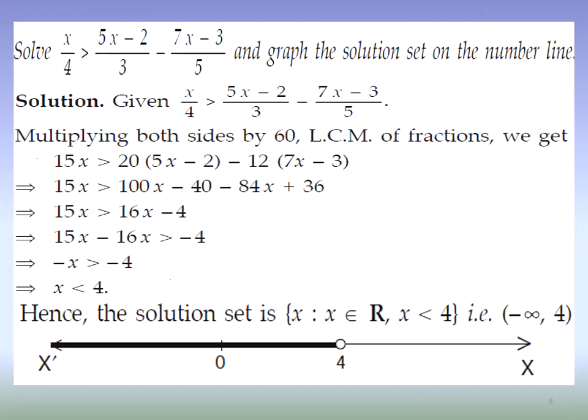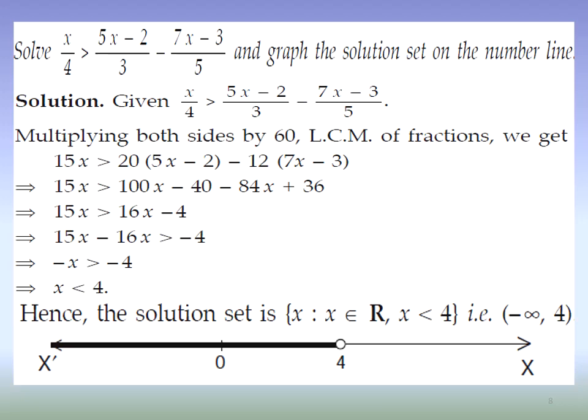One more problem. x by 4 is greater than (5x minus 2) by 3 minus (7x minus 3) by 5. Solve this and graph the solution set on the number line. Again applying the same method, after calculation we got x is less than 4. So we can write the solution set as x such that x belongs to R when x is less than 4 in set builder form, and in interval form we can write it as open interval minus infinity to plus 4, open interval.